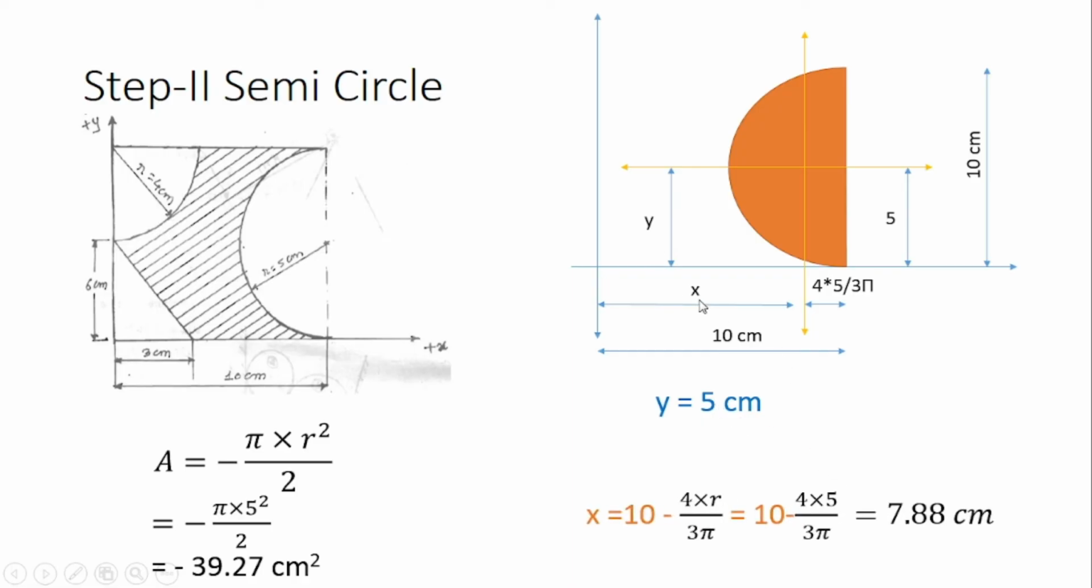Now in order to calculate x, again we know that from this end till the end the total distance is 10 centimeters. So from this end to the end of the semicircle the distance is 10 centimeter, and we need the distance from the reference axis to the centroidal axis. So we should subtract 4r by 3 pi from the total distance. That's why it is 10 minus 4r by 3 pi. So 10 minus 4 into radius 5 divided by 3 pi is equal to 7.88 centimeter. So in this way, by following the steps, we have calculated the area, x bar and y bar for the square, for the rectangle, for the quarter circle, as well as for the semicircle.